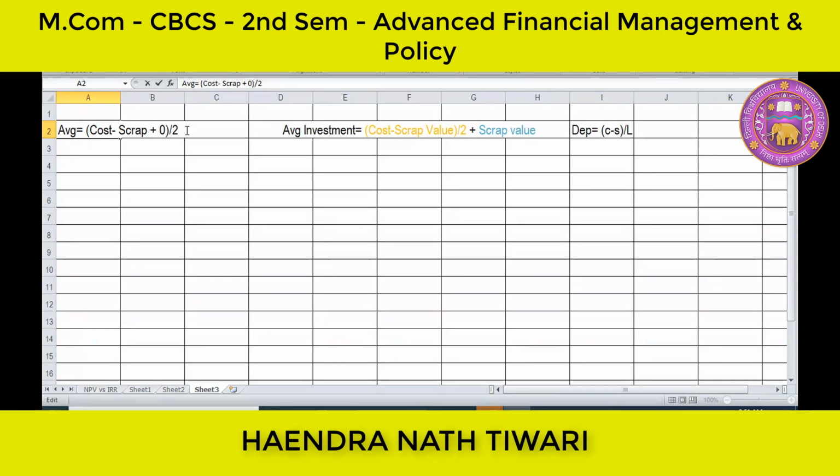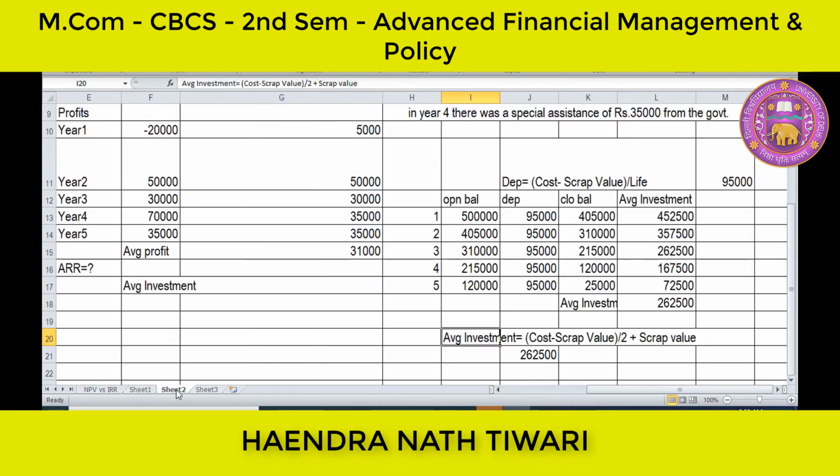So what is the average? Adding 0 to any number does not make any change. So average investment is what? Cost minus scrap divided by 2. This is the first part of my formula. The second part, scrap value, is added because throughout the life, this is the value which is never depreciated and remains invested till the end. And that's how we get it, either you do it manually, year wise.